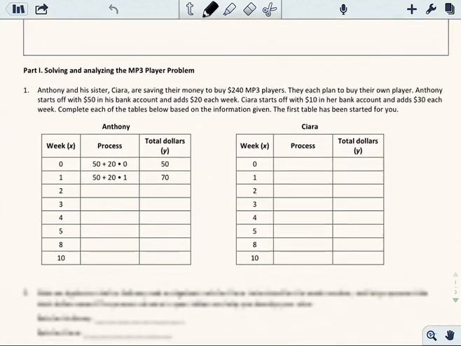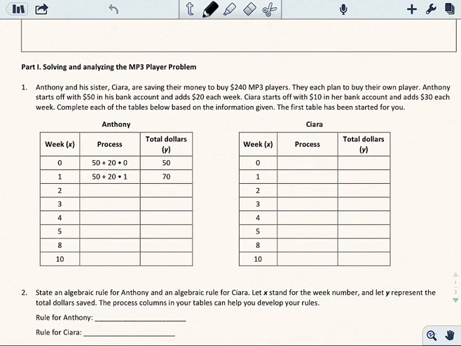So we have this problem, and we should read it. I'm going to go ahead and read it, but you should read it too. About an MP3 player. Anthony and his sister Ciara are saving money to buy a $240 MP3 player. That's going to be kind of in the iPod Touch range. They each plan to buy their own player. Awesome, because they can't share something like that. Anthony starts out with $50 in his bank account, and saves $20 a week. Ciara starts off with $10 in her bank account, and saves $30 each week.